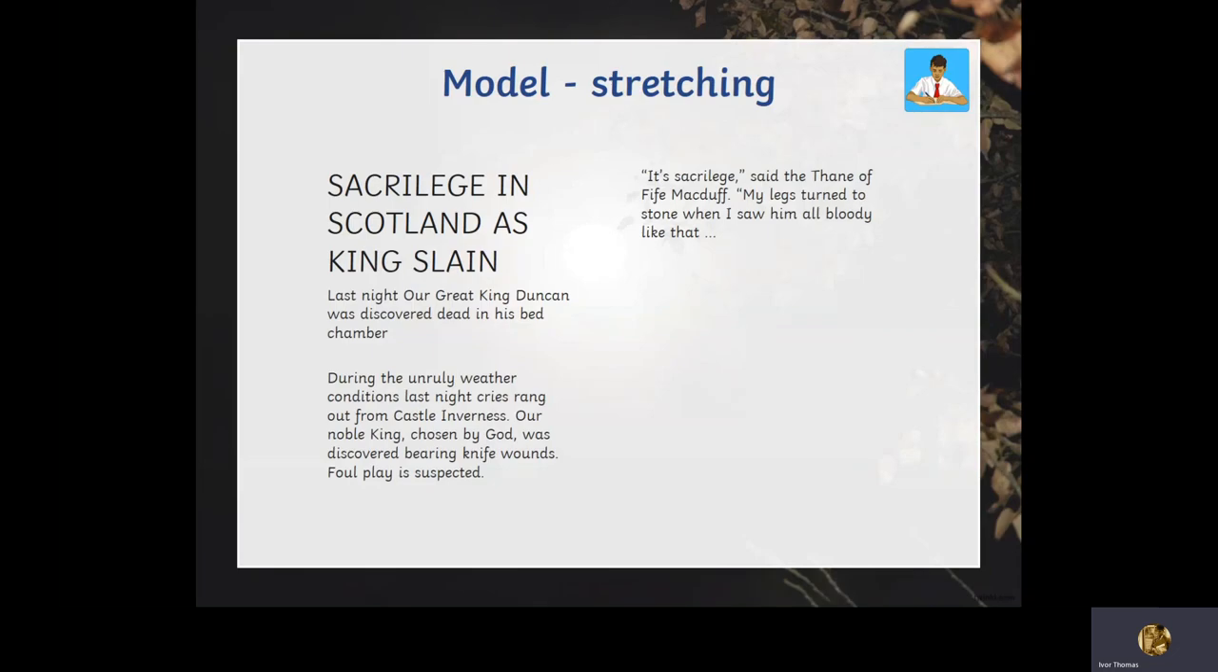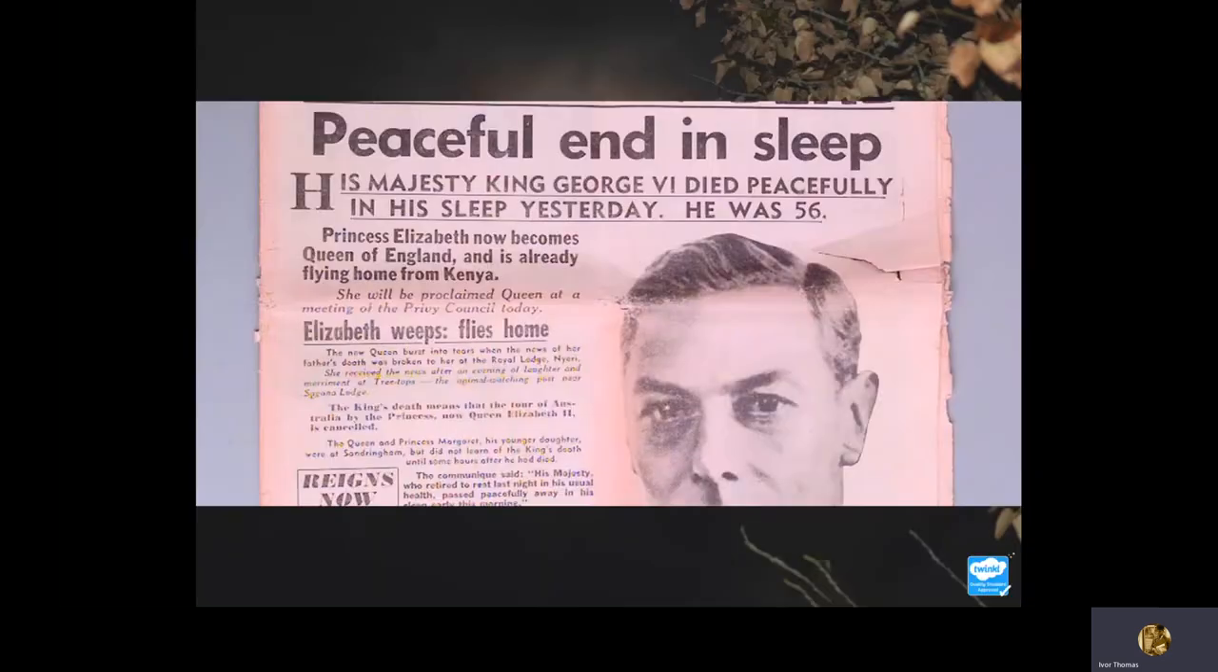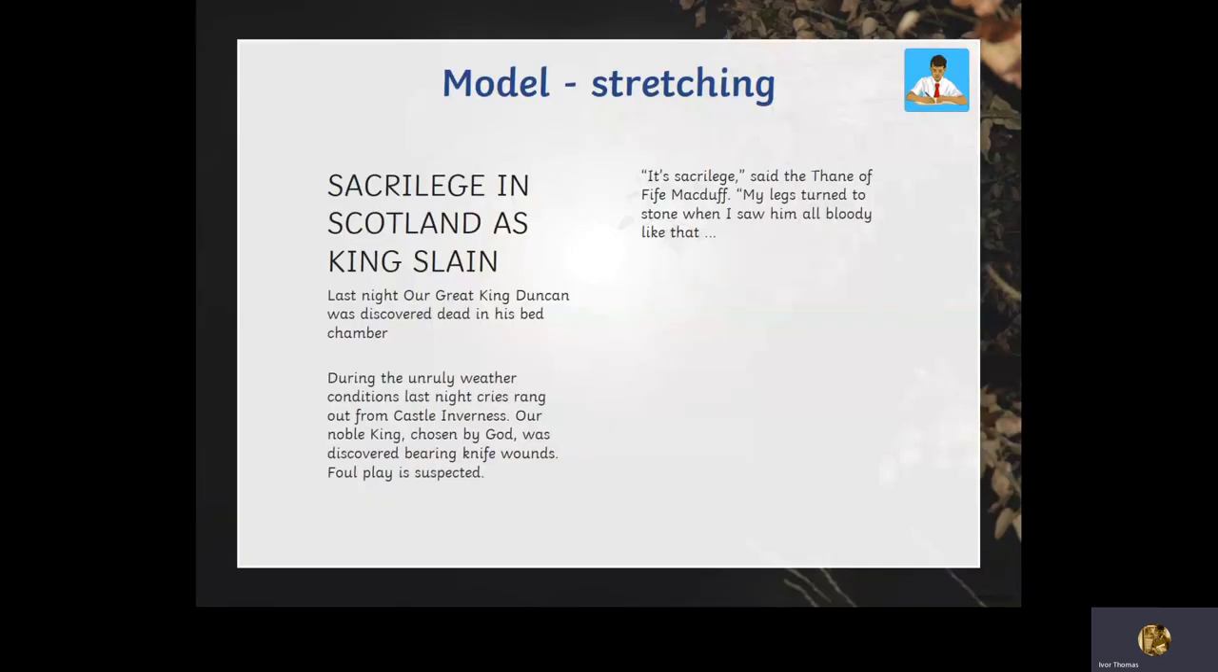Have a look at my model. I've used "Sacrilege in Scotland as King Slain" as my catchy title. Last night our great King Duncan was discovered dead in his bedchamber. That's my first paragraph. Second paragraph should give more detail, so let's see what more detail I've given. During the unruly weather conditions last night, cries rang out from Castle Inverness. Our noble king was discovered bearing knife wounds.